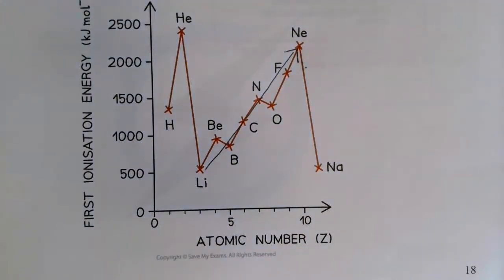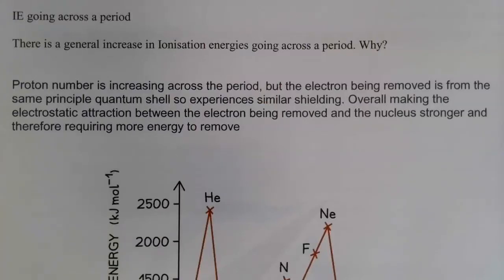And again, we're looking at the same 3 things to explain why there is a general increase. So again, it's the same 3 arguments. The proton number is increasing across a period, but the electron is being removed from the same principal quantum shell, so it experiences similar shielding. Overall, that makes the electrostatic attraction between the electron being removed and the nucleus stronger.